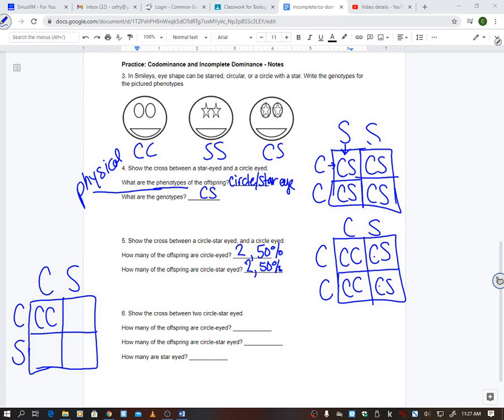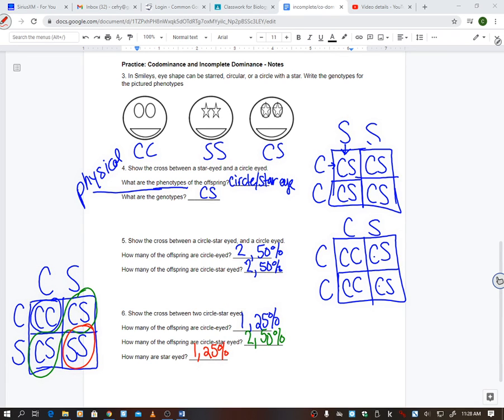So there's 2 capital C's, that's a circle. Here is the chance that you could get a child that's circle star. Here's another chance of getting a child that's circle star. And lastly, we could have a child that is star. Okay, so it says how many of the offspring are circle-eyed? Well, there's 1, or you could say 25%. And remember, this is just chance. This is all odds. How many of the offspring are circle star-eyed? 2, or 50%. And then how many are star-eyed? There you go in that corner. And that is 1, or 25%.